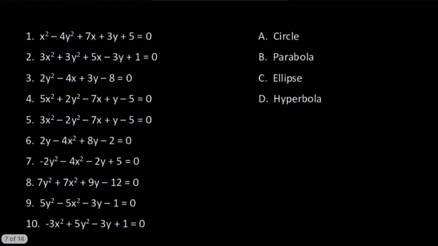So I'm going to go through quickly and identify these for you. Like I said, you might want to pause the video, come up with the type of conic section, and then resume. All right, equation 1, I see an x squared minus 4y squared. So since it's subtraction there, that's going to be a hyperbola. In the next one, I see a and b are equal, and it's addition, so that is going to be a circle.